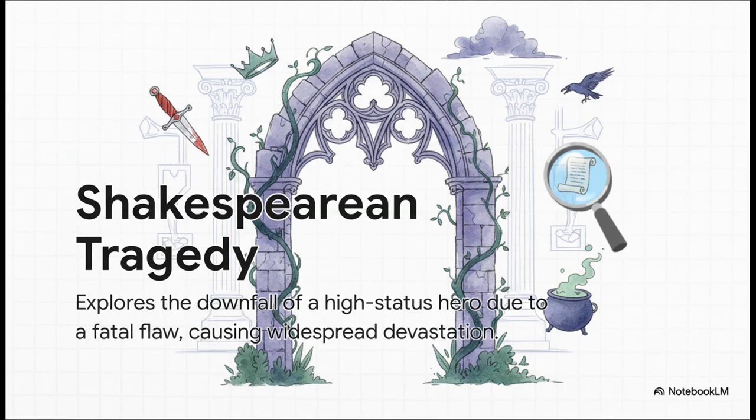Well, a Shakespearean tragedy has a pretty clear set of rules. You've got a hero, someone important, high status, but this hero has one critical defect, a fatal flaw. And that one flaw doesn't just lead to their own downfall, oh no. It causes this ripple effect of suffering for everyone around them, until finally, at the very end, some kind of order is put back in place.